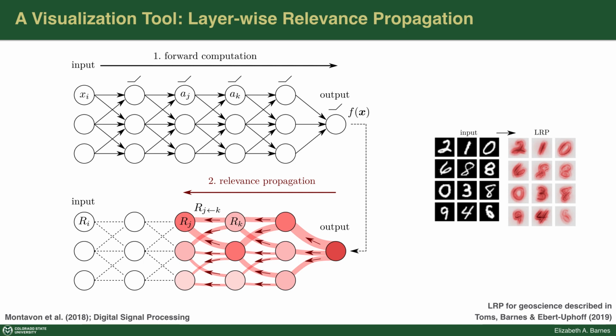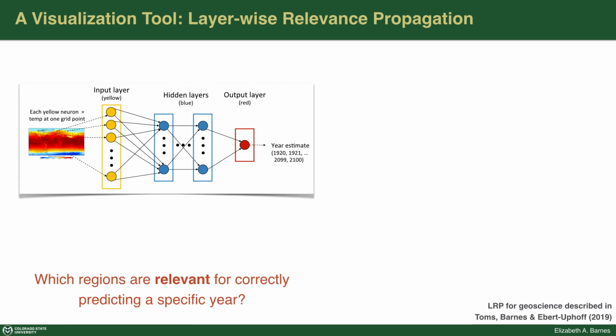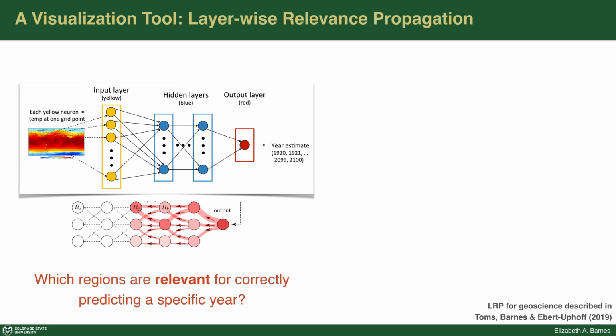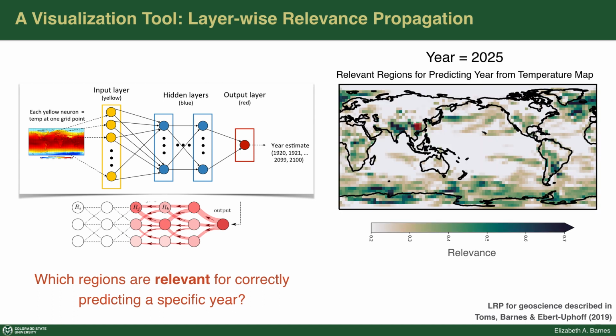So if you look at the number 2, it identifies the fact that it used the handwritten areas to identify the 2. The neat thing is we can apply this to our problem. Specifically, when the neural network makes a prediction of the year, we can use these tools to ask the question, which regions of the globe were relevant for correctly predicting that particular year? And we can make a map that looks like this.